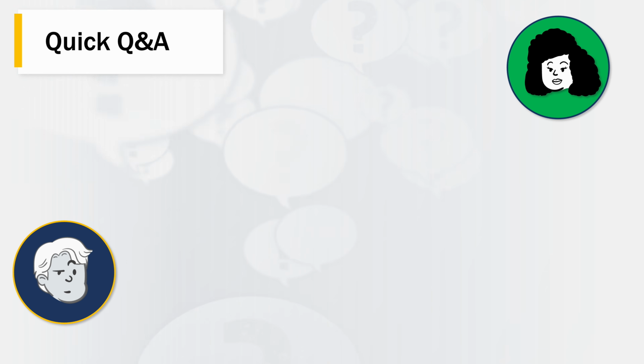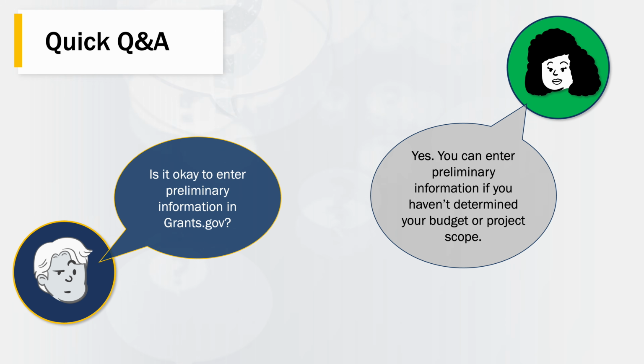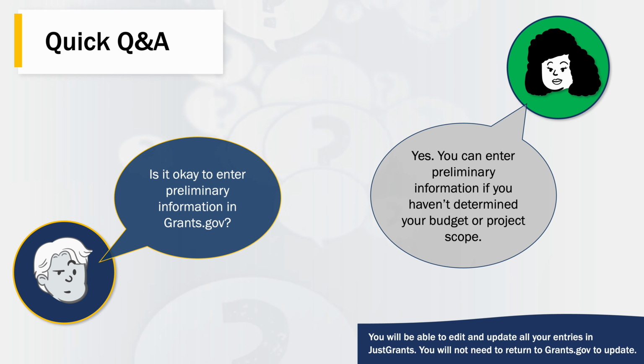Let's take another moment to answer a common question about Grants.gov. Is it okay to enter preliminary information in Grants.gov? We haven't finalized our budget or project scope, but we need to submit in Grants.gov before the deadline. It is just fine to enter preliminary information in Grants.gov if you haven't fully determined your budget or project scope. You will be able to edit and update all your entries in JustGrants. Once your application is submitted in Grants.gov, it is not necessary to return to Grants.gov to update your entries there.